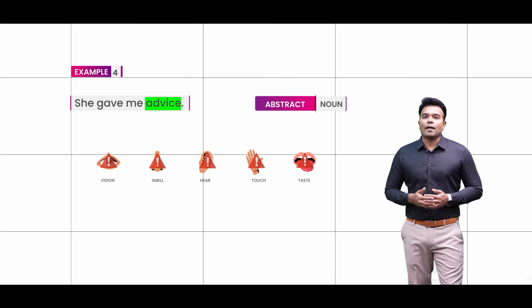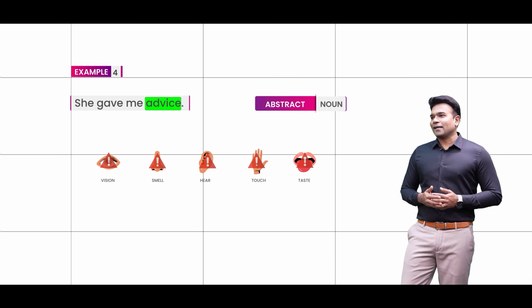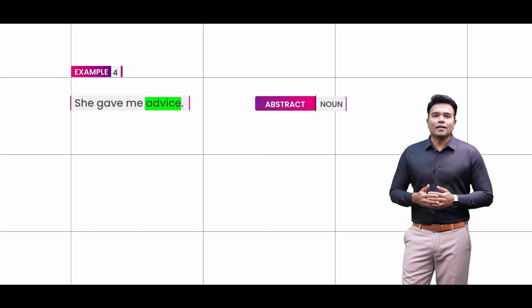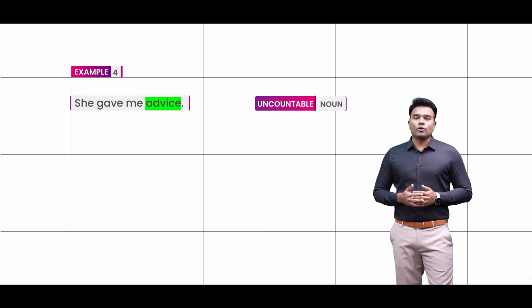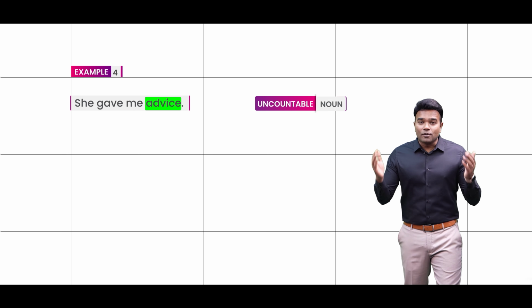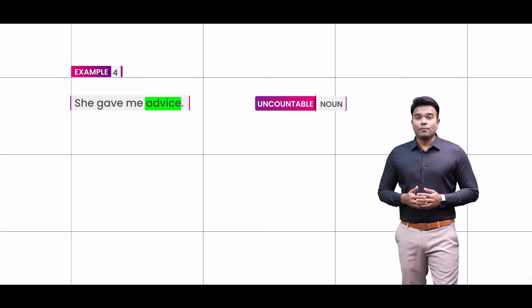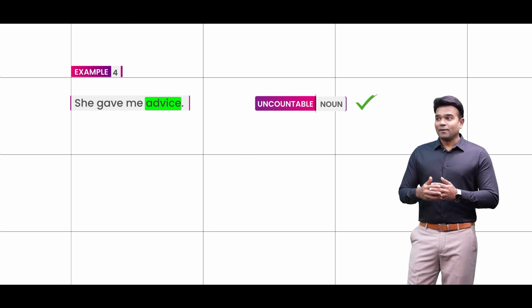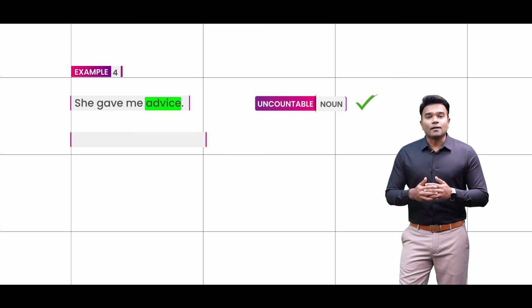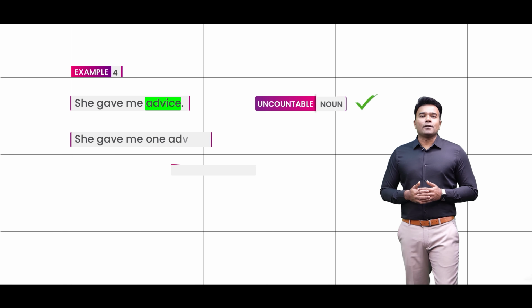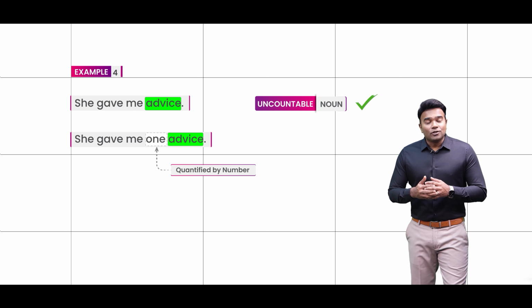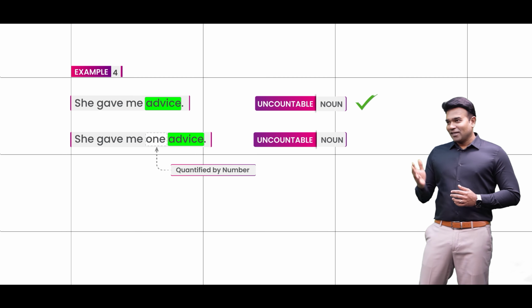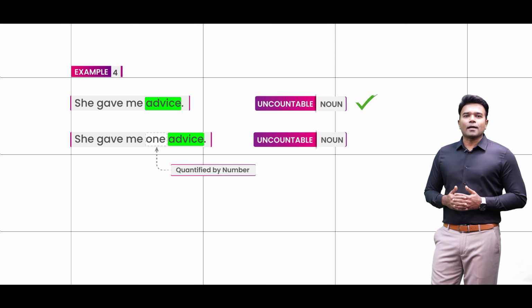Well, that way, advice is not just an abstract noun. Let me tell you that you cannot count it, and hence it is also an uncountable noun. Don't you think that advice is uncountable? You obviously cannot count it using numbers. Say, supposing I modify the sentence like this: she gave me one advice. Obviously, one here represents a number, and advice happens to be an uncountable noun which cannot be quantified using a number, and hence this sentence itself is invalid.